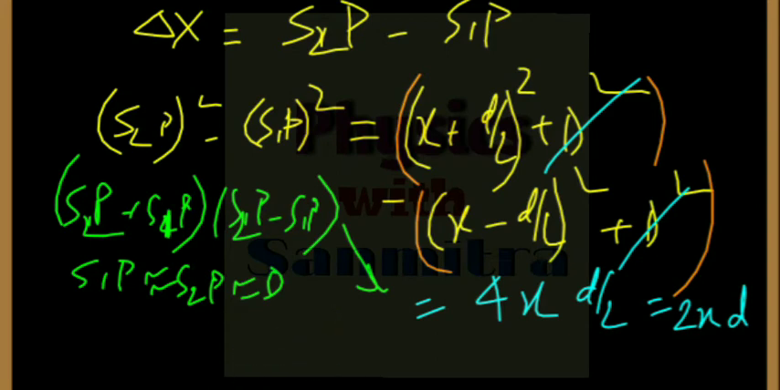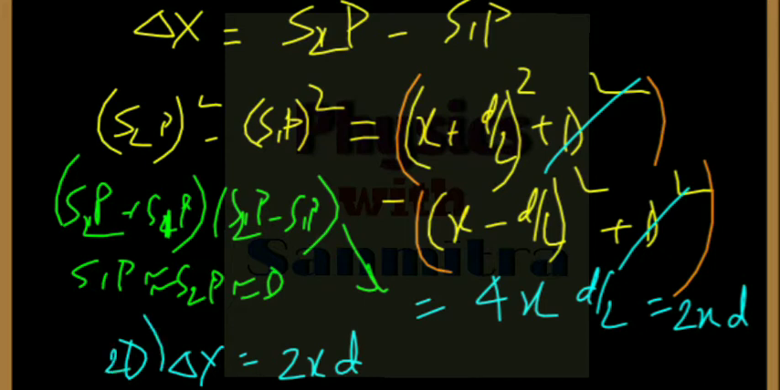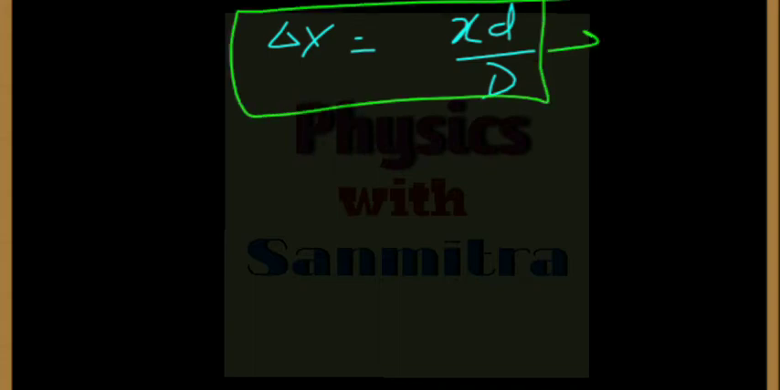Now what I can write here, D into S2P minus S1P, that is del x, is 2xd. Now what I can write here is 2 into D, because S1P is D, S2P is D, so it will be 2 into D. So I can write here del x is equal to x into d by capital D. This is the formula for my path difference.